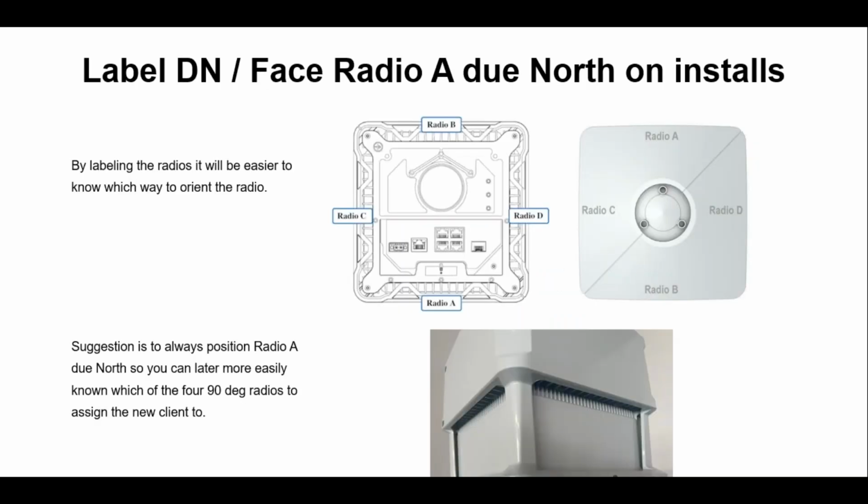Another little tip: which radio is A, B, C, D? Maybe I just thought of this, face radio A in all your installs to north. Try to center it as best you can. Then in future, when you go to add a client node a year later, you'll know pretty easily which radio to tell it to connect to.